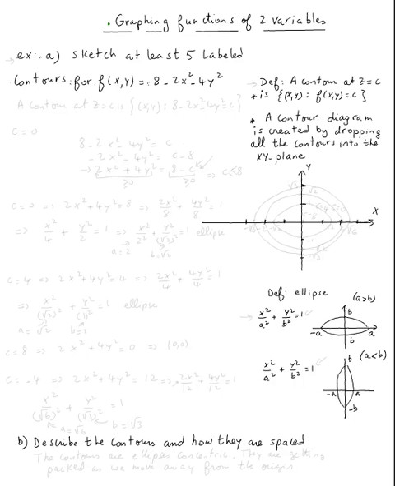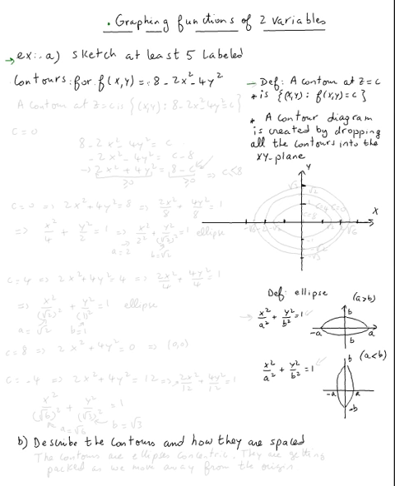The topic is graphing functions of two variables. So let's start doing the example. Sketch at least 5 labeled contours for f of x, y equals 8 minus 2x squared minus 4y squared.